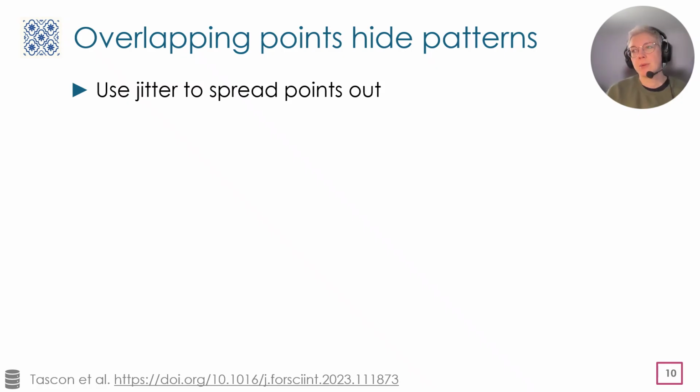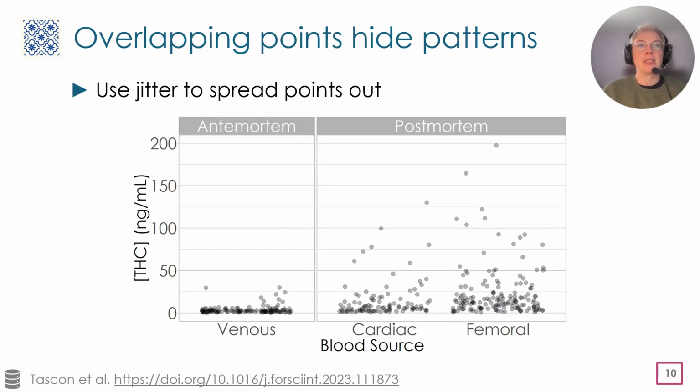One way to ease that issue is to use what we call jitter. So jitter is going to spread out the points in the direction that's not quantitatively important. And so, of course, you don't want to jitter the points in the direction of the concentration, right? Because that's a value that we want to be accurate.